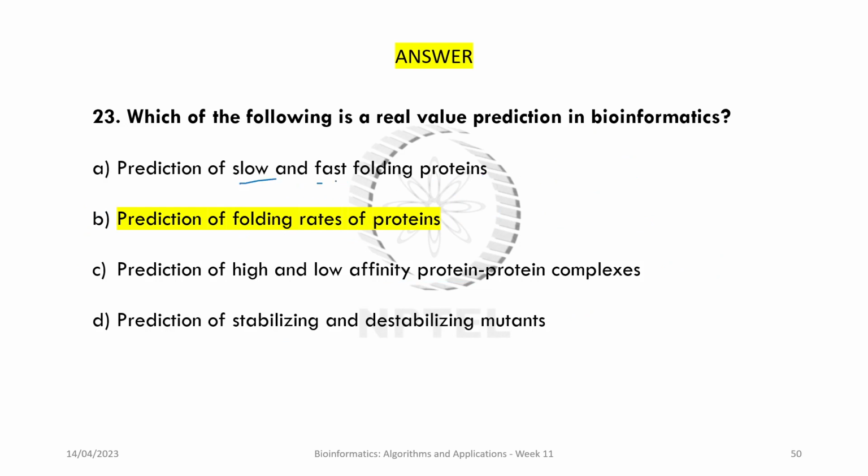Whenever you have this or that, stabilizing, destabilizing, it's a classification problem. Look for the option where you have only the parameter or property of something being calculated, without any classification or without any threshold that separates it into two separate categories.